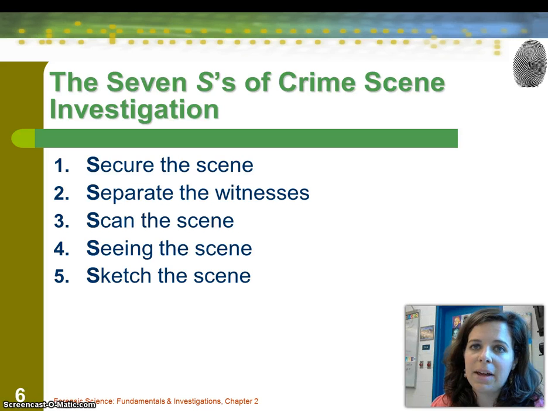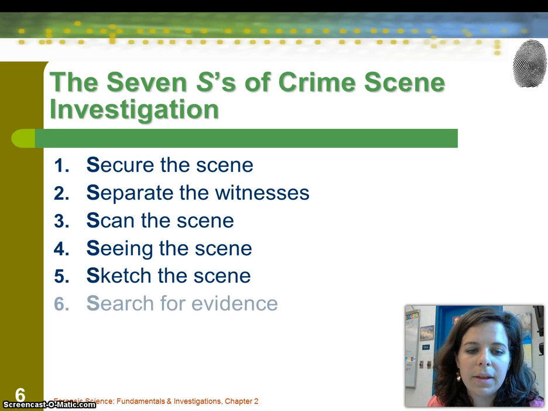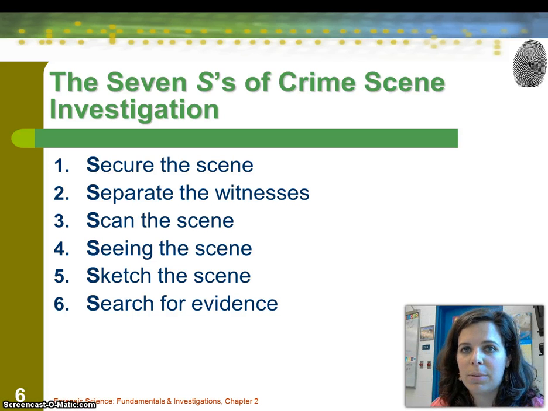Sketching the scene is going to be very important. We're going to practice that in class. You want to measure things from 2 fixed points and make sure that you document where all the evidence in the crime scene is. Then you're going to search for evidence. So you're going to go into all those nooks and crannies and look for the tiny hairs and the tiny fibers, as well as fingerprints and blood spatter, because it might be difficult to see if there's just a small amount.